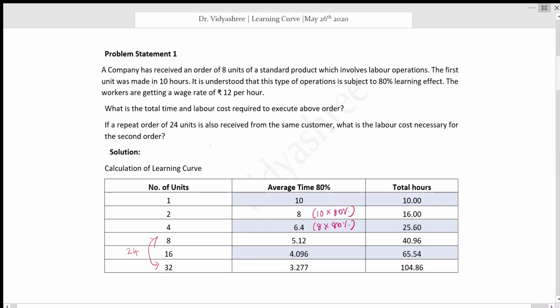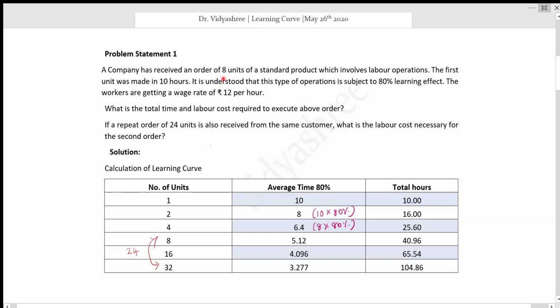A company has received an order of 8 units of a standard product which involves labor operations. The first unit was made in 10 hours. It is understood that this type of operation is subject to 80% learning effect. The workers are getting a wage rate of Rs 12 per hour.